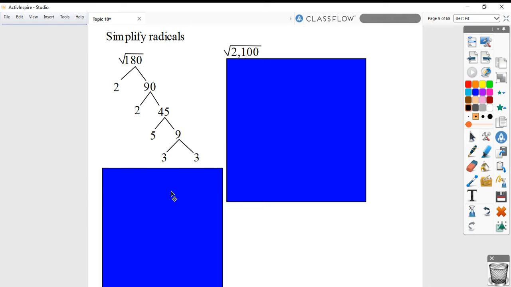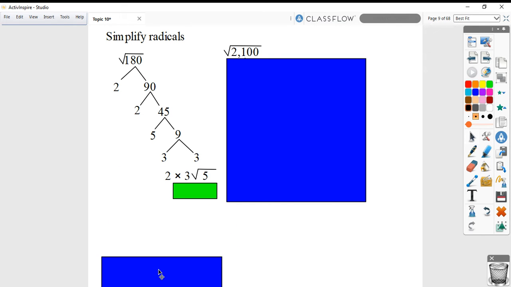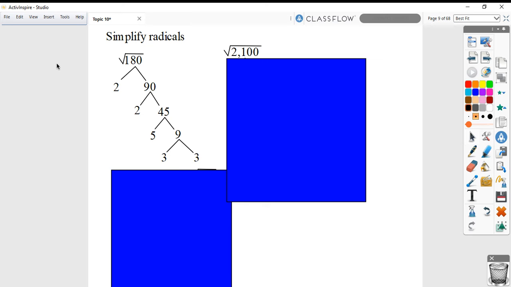And so what we've just done is we have showed that if we took all these numbers at the bottom of the factor tree, 2 times 2 times 5 times 3 times 3, all of that multiplied together equals 180. And so if that is the case, then the square root of 180 is the same as the square root of all of this stuff all together.